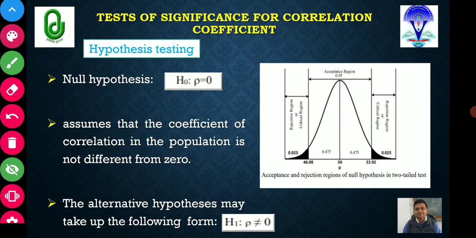Here the null hypothesis. Whenever we are testing significance, you have to hypothesize. The first one is the null hypothesis. Null hypothesis means there is no difference. That means rho and r are equal, and that is 0. It assumes that the coefficient of correlation in the population is not different from 0. The alternative hypothesis is that no, rho is not equal to 0.